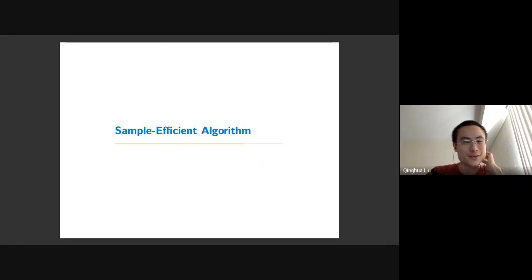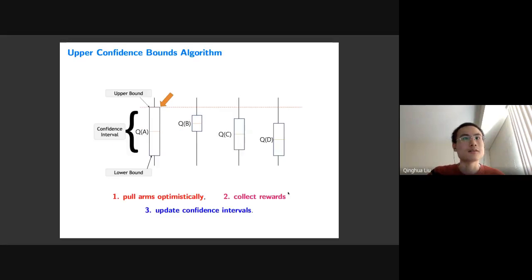Okay, so far we have defined a rich class, but if we cannot say this is tractable, then it's meaningless. So we want to design some general algorithms that can solve any problem inside this class. Before introducing the GOLF algorithm, let me make an analogy to the UCB algorithm in the simplest multi-armed bandit setting.